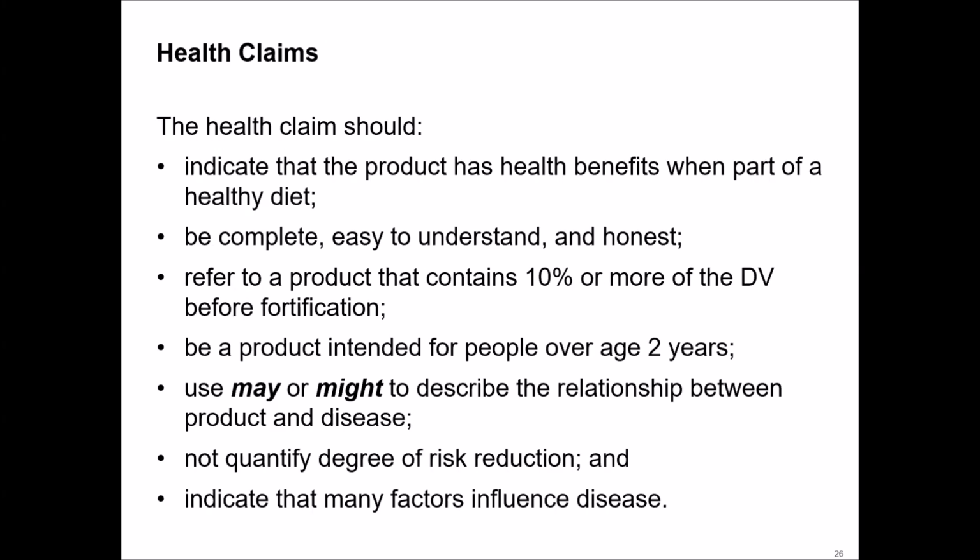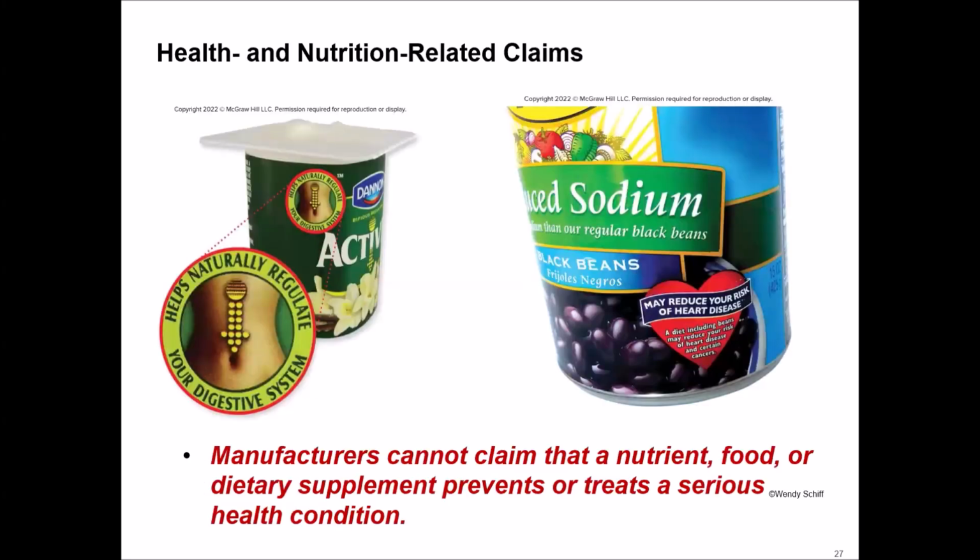All right, another type of labeling that you'll find, and you've probably seen before on food packaging, is health claims. Let me show you the example, and then we'll come back and look at some of these notes. This is a package of yogurt, and this is an example of a health claim. It says that it helps naturally regulate your digestive system by eating this product. It has some beneficial effects for our GI tract, our digestive system. On the right, we see a can of black beans and the big heart logo. It says it may reduce your risk of heart disease. So these are health claims.